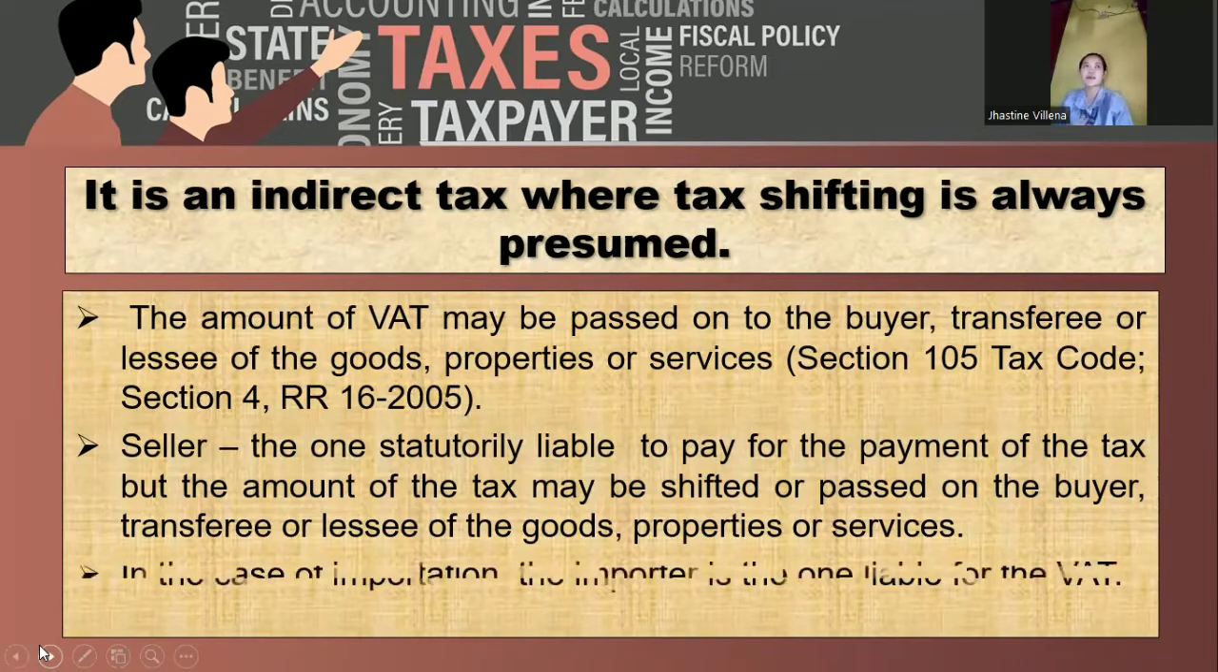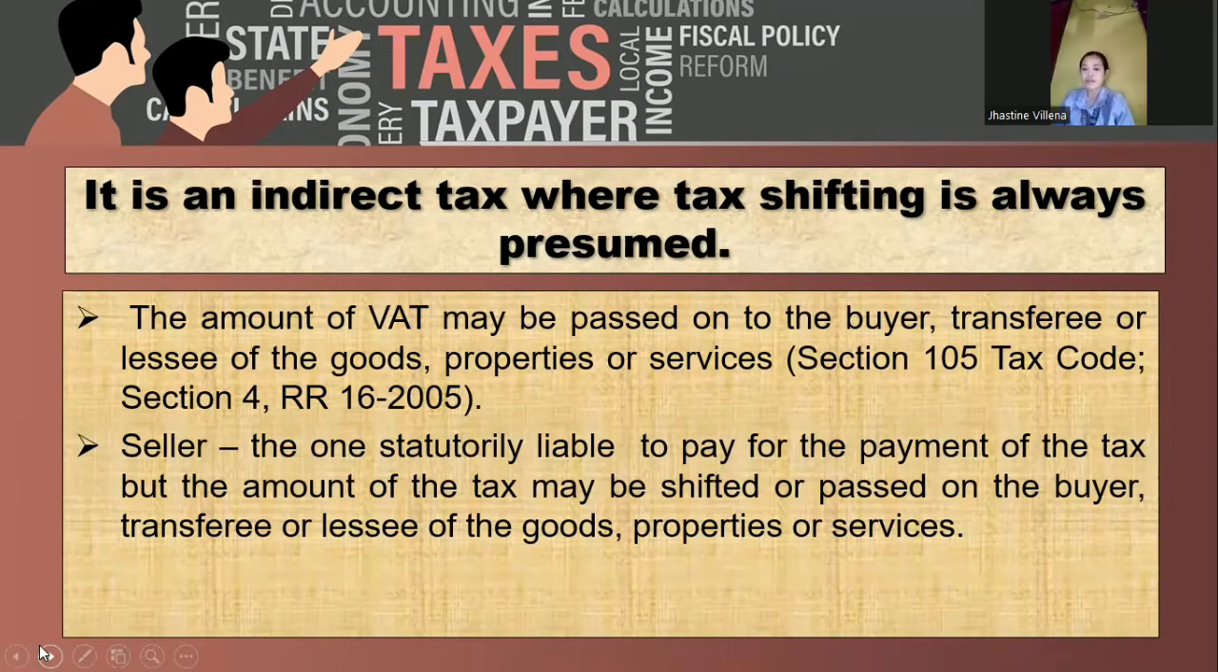Like for example, I sold a product. The price of what I sold is 100. So I am required to add 12% VAT on top of it. So instead of 100, the payment will be 112, since it includes the 12% VAT that I am collecting from my customer. And later on, I will remit it to the BIR. That is why I am liable for the payment of tax.